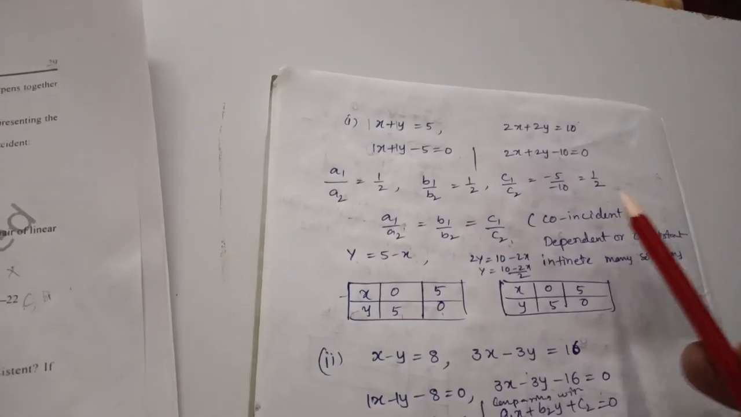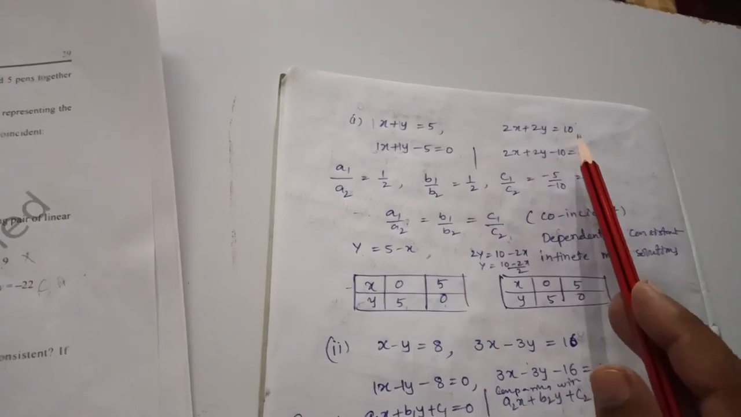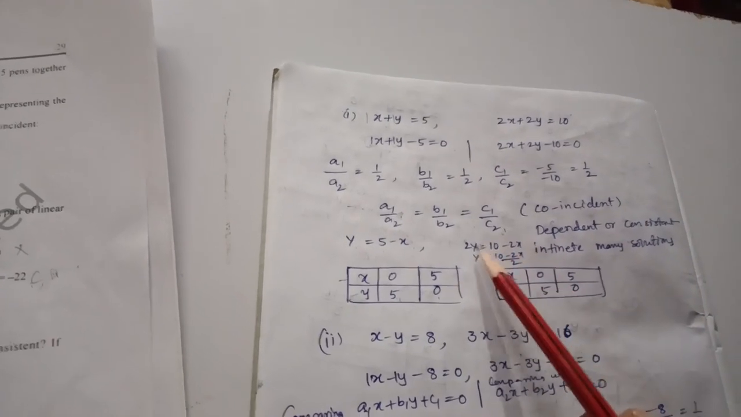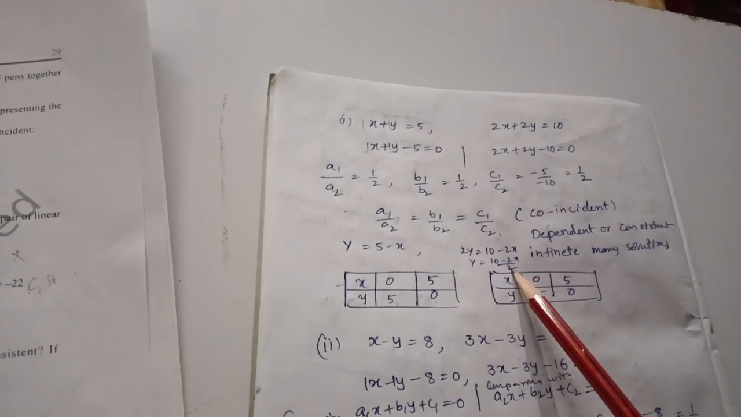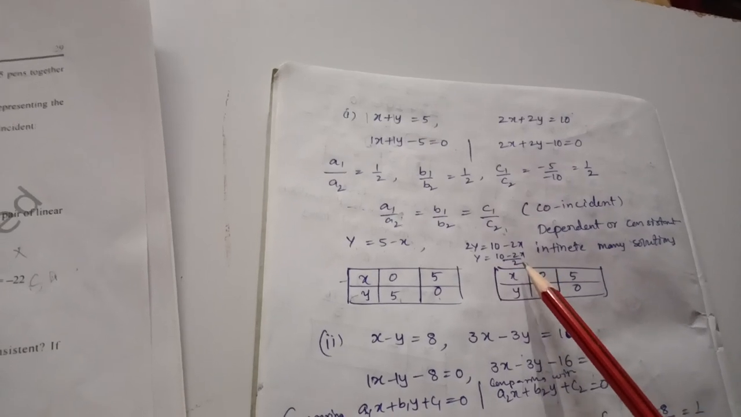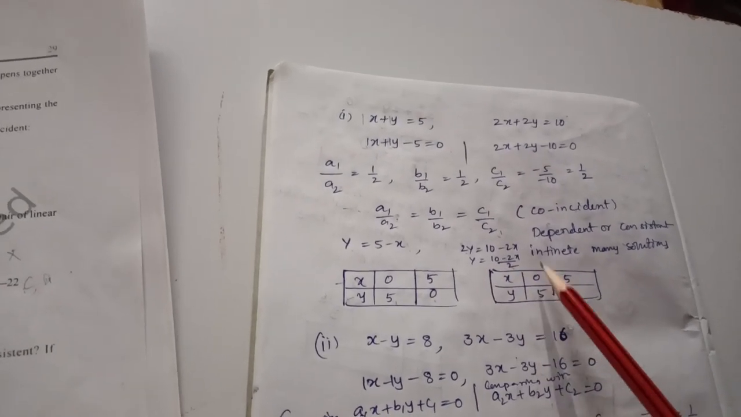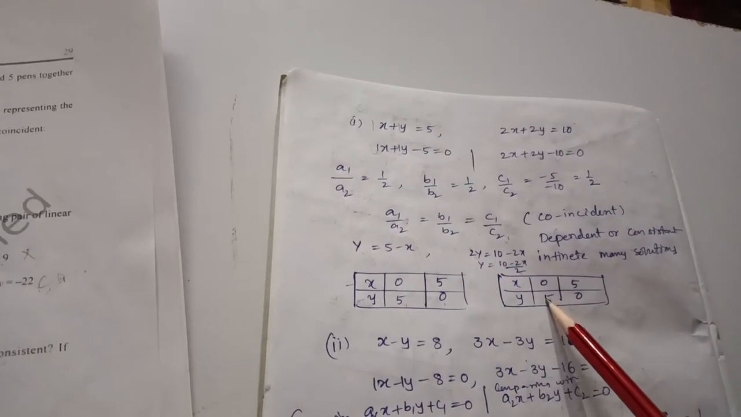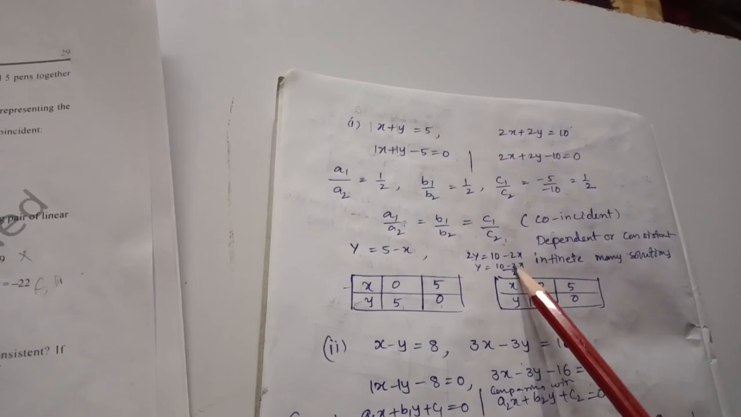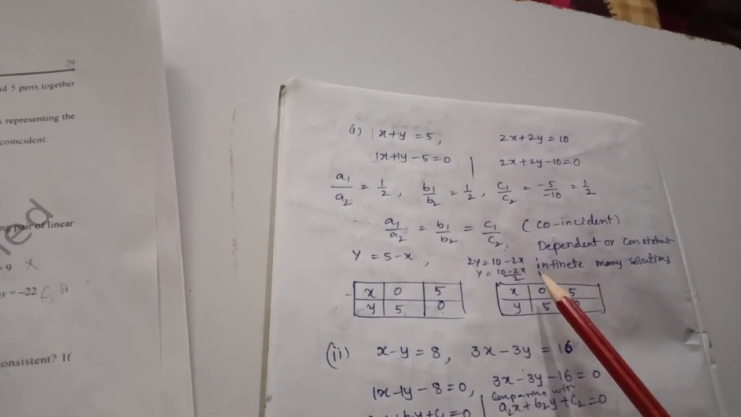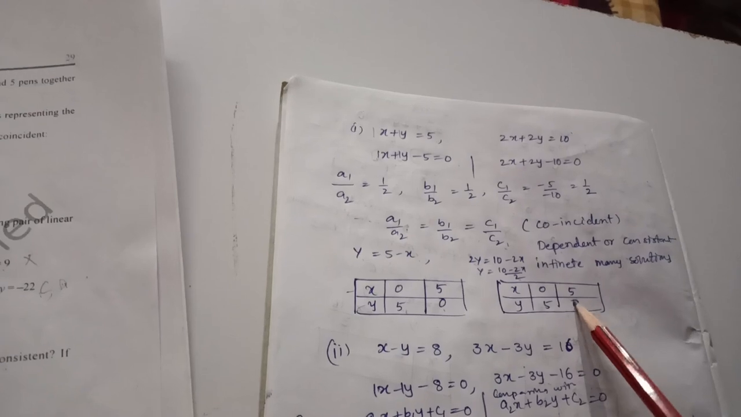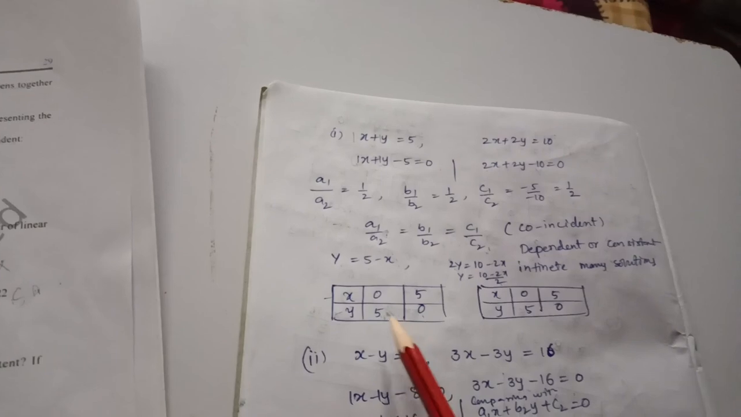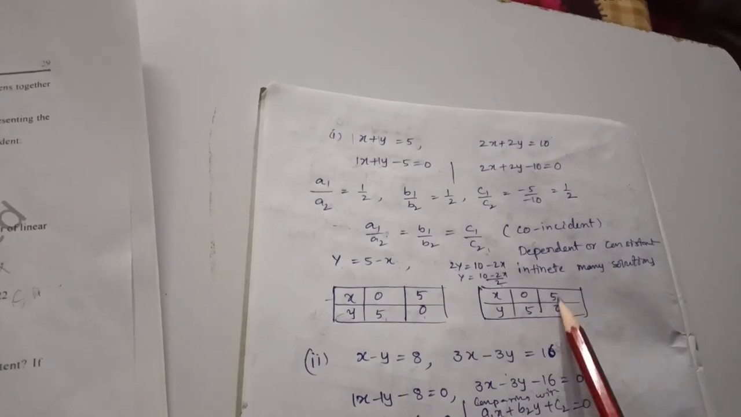Next second equation, 2x plus 2y equals 10. Transposing 2x to RHS, so 10 minus 2x. 2 is multiplying, transposing to RHS, divided by. So 10 minus 2x by 2. First take x value 0, 2 into 0 is 0, 10 minus 0 is 10, 10 by 2 is 5. Next take x value 5, 2 fives are 10, 10 minus 10 is 0. So 0 by anything is 0. So y value is 0. Here we observe that the same coordinates come: 0, 5 and 5, 0.